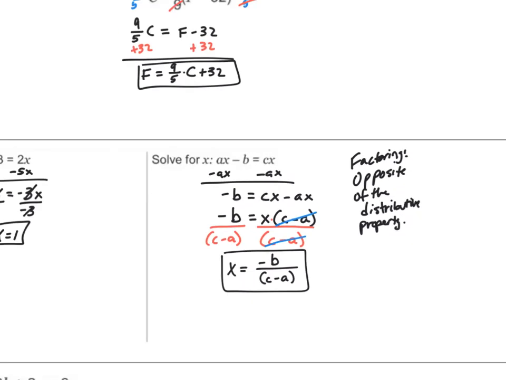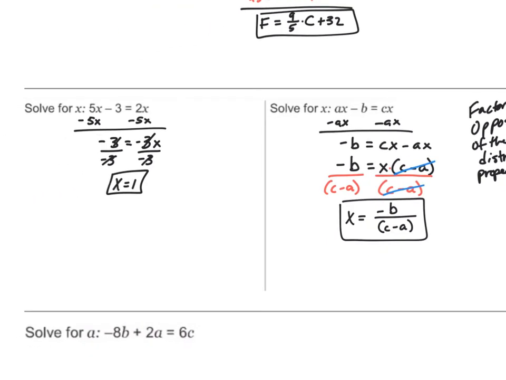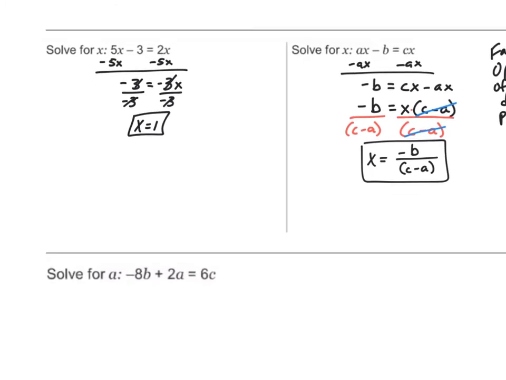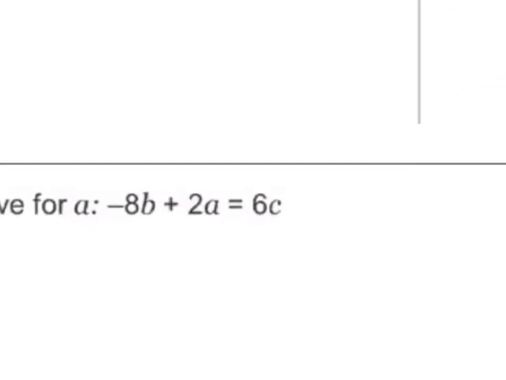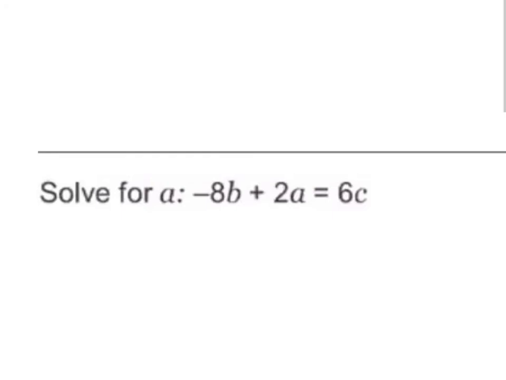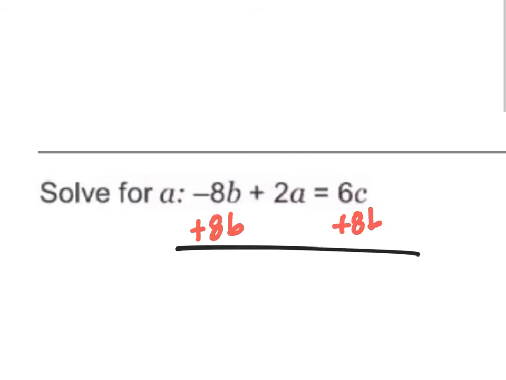It's just something that you do a number of times, and it's kind of tricky. So now, let's take a look at something else. On this one, we want to just solve this equation for a. So here's my a. I'm going to leave it where it is and move everything else to the other side. So I need to move the negative 8b and the 2 to the other side. The first thing I'm going to do is add 8b to both sides. Now I write positive 2a is equal to 6c plus 8b.